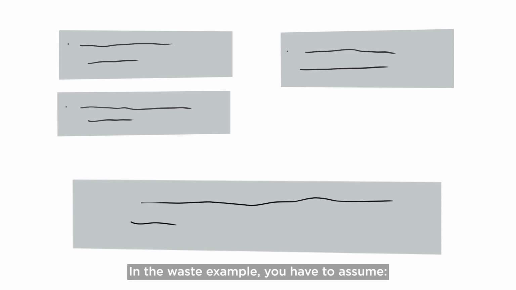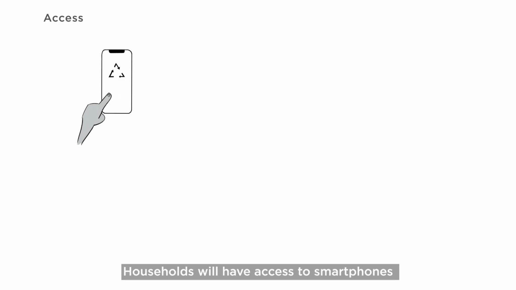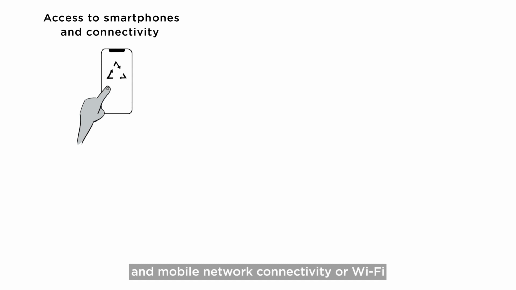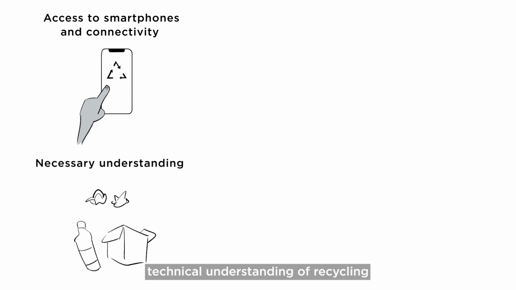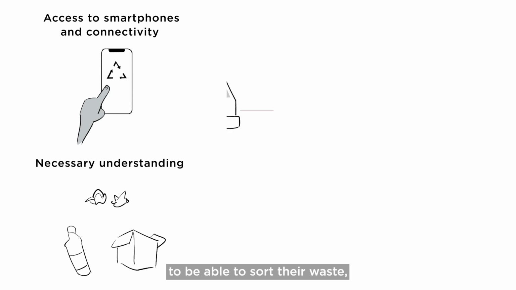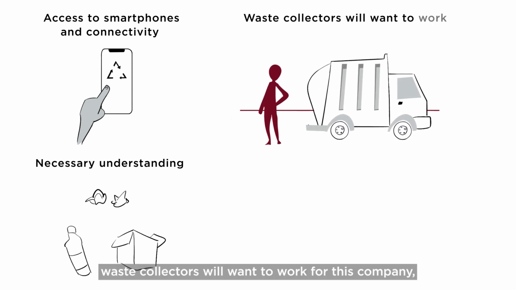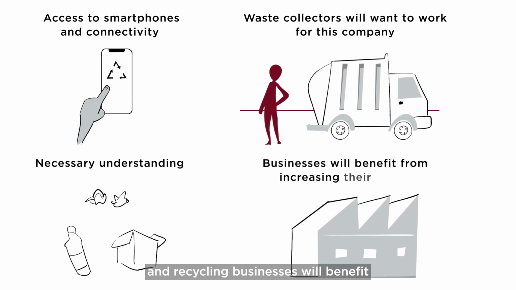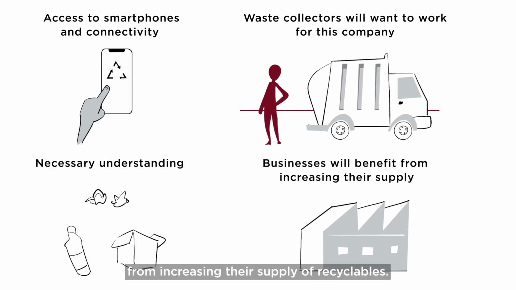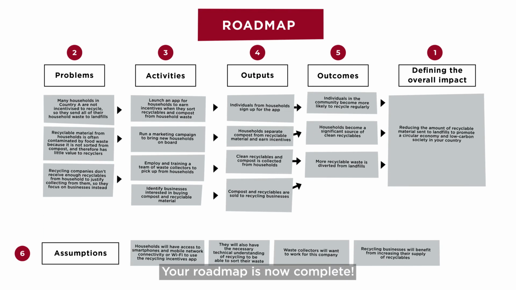In the waste example, you have to assume households will have access to smartphones and mobile network connectivity or Wi-Fi to use the Recycling Incentives app. They will also have the necessary technical understanding of recycling to be able to sort their waste. Waste collectors will want to work for this company, and recycling businesses will benefit from increasing their supply of recyclables. Your roadmap is now complete.